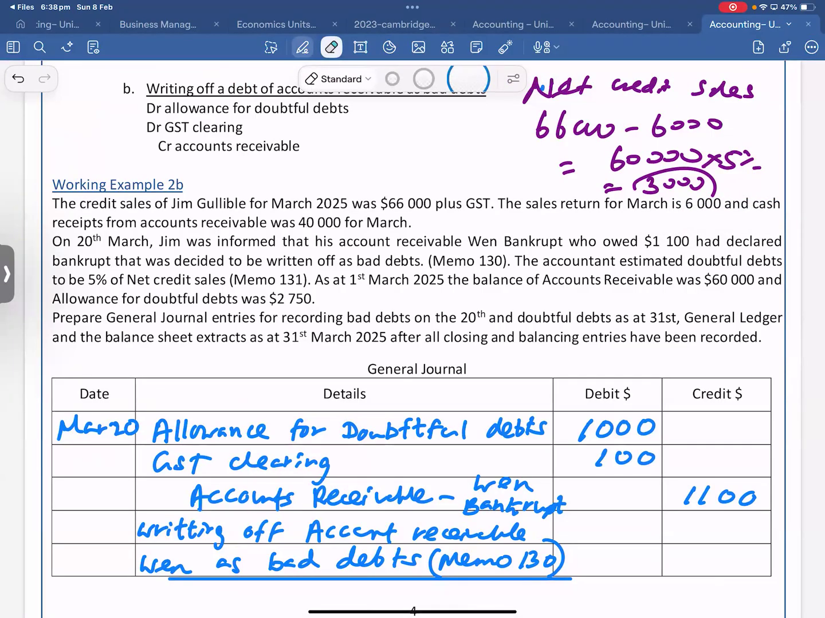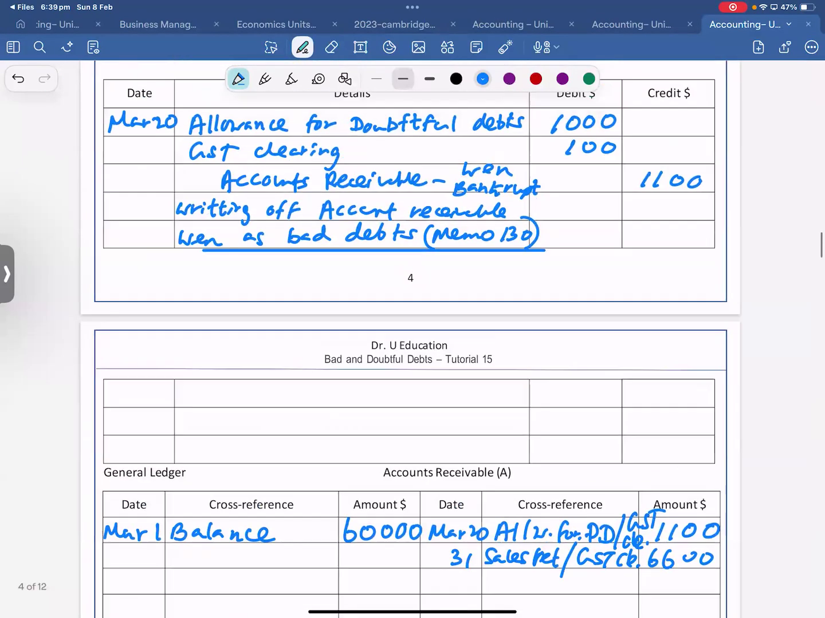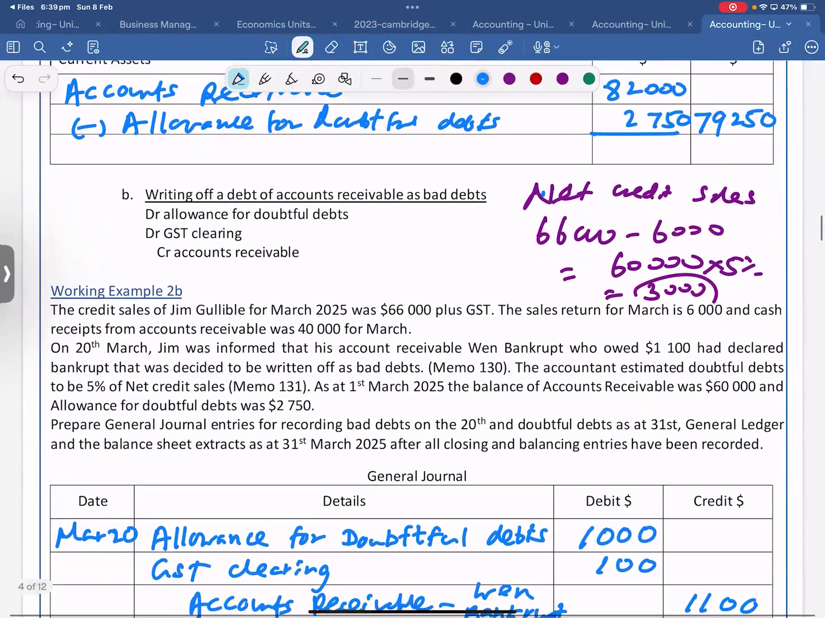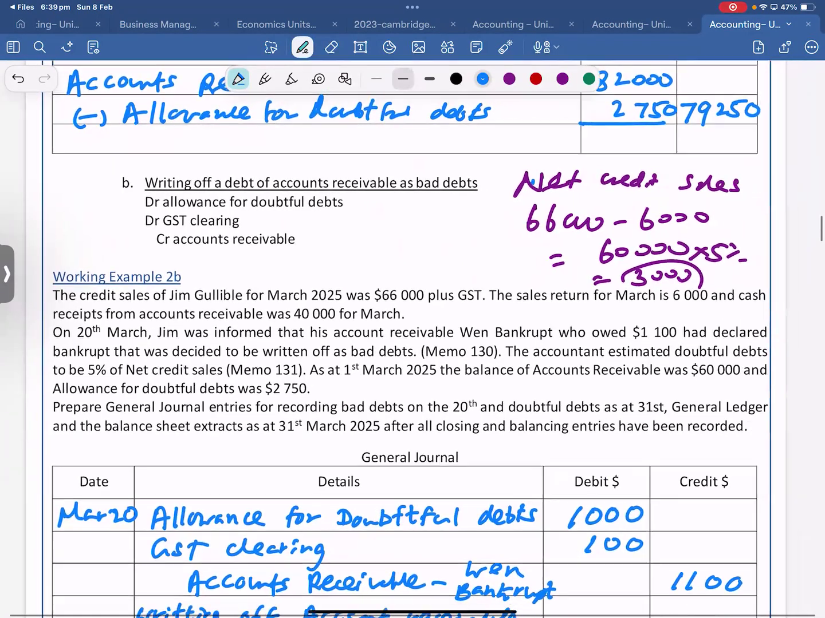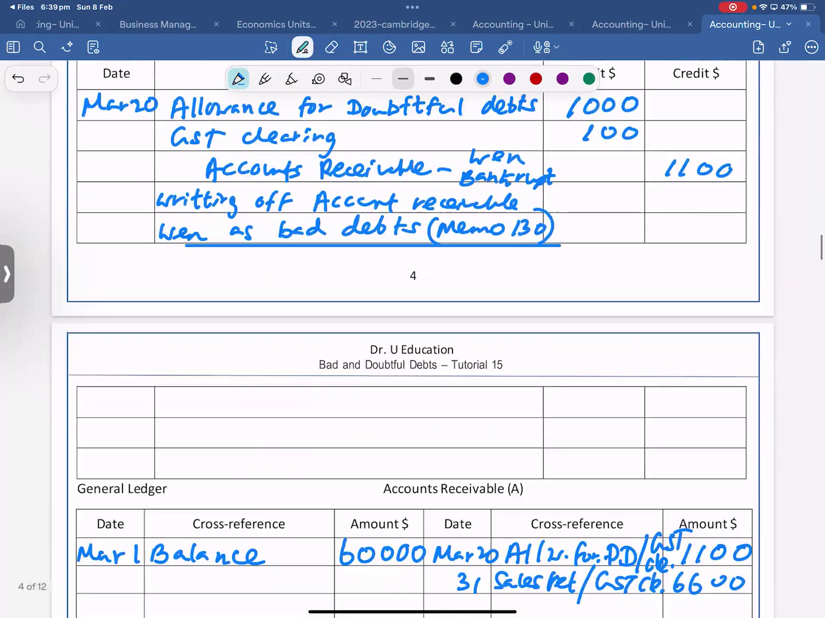6,000. Then what do we do with that? March 31st. Sales returns slash GST clearing, 6,600. Yes. Then how much was the sales for that period, guys? 66,000. Yes. No. 72,600. No. Yeah, 72,600. Yes.